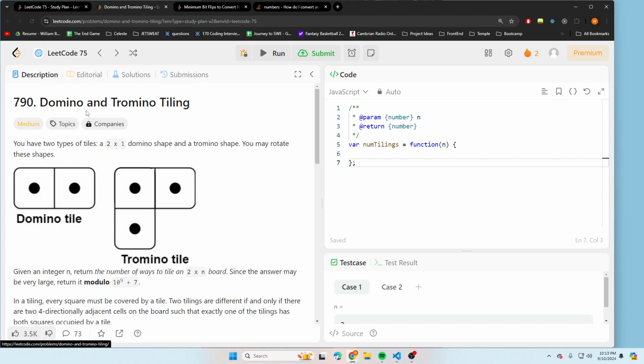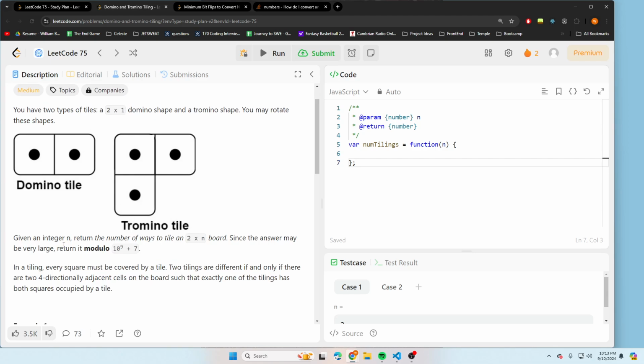790, Domino and Tromino Tiling. You have 2 types of tile, a 2x1 domino shape or a tromino shape. You may rotate the shapes. So this is the tromino tile. Given an integer n, return the number of ways to tile a 2 x n board. Since the answer may be very large, return it modulo. What the heck? In a tiling, every square must be covered by a tile.